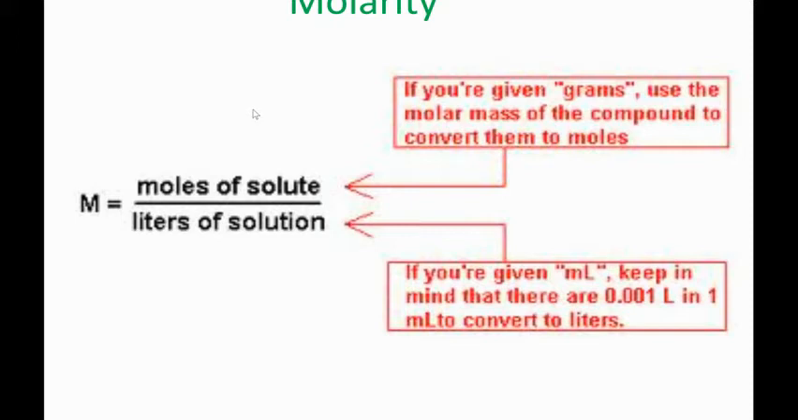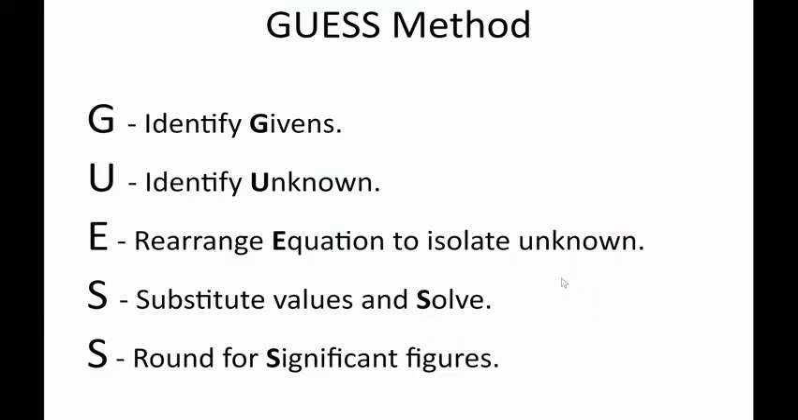As we start our calculations, remember if you're given grams, you'll need to use the molar mass of the compound to convert to moles before you substitute. And if you're given milliliters, you'll need to convert to liters, remembering that there are 1,000 milliliters in 1 liter to make that conversion. We'll use the GUESS method to solve our problems. G means identify givens, U is the unknown, E is rearrange the equation, S is substitute our values and solve, and S is to round for significant figures.